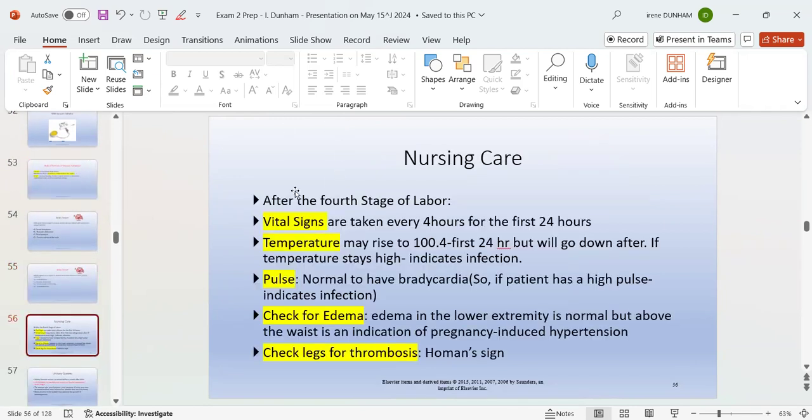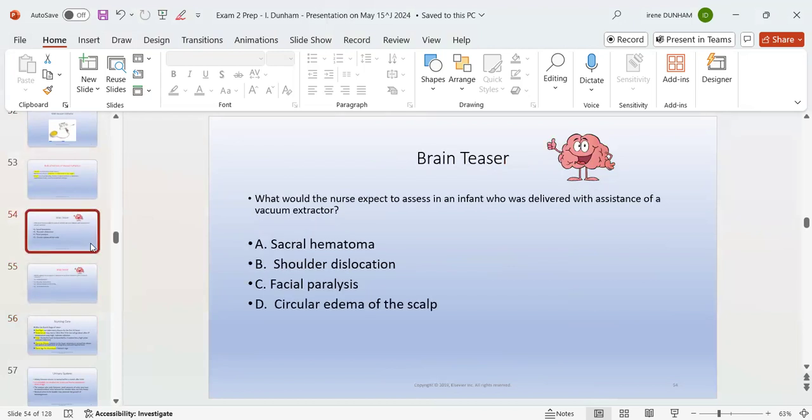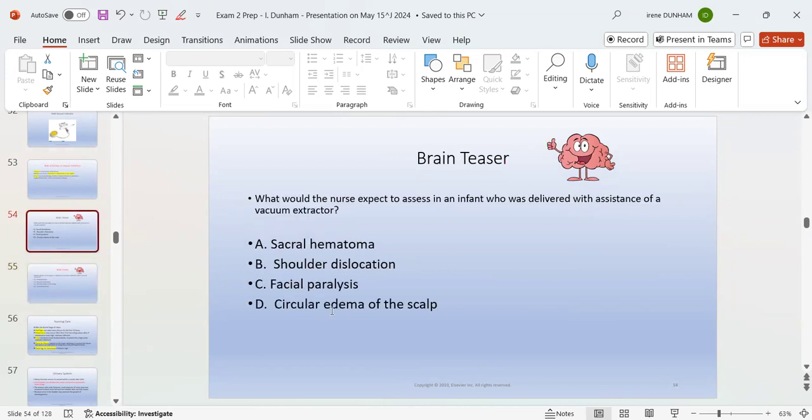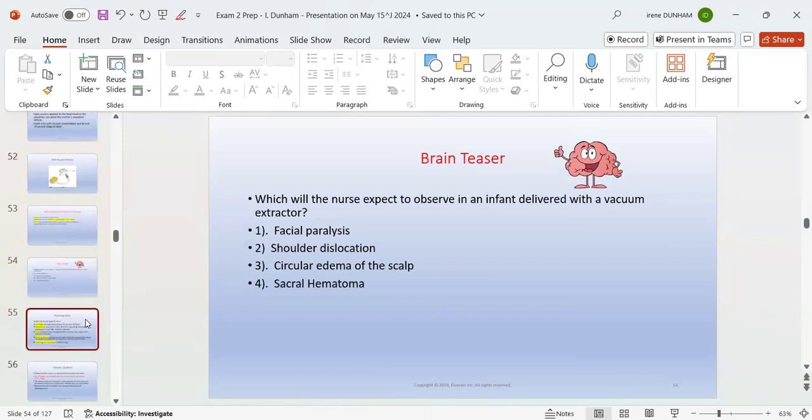Sorry, Professor. Can you go back to the brain teaser, the other one? It's similar to the second. But I thought it was facial paralysis, no? No, it would be facial paralysis if it said forceps, right? This one says vacuum, so it would be a circular edema of the scalp. It's the same question. I've got to get rid of that one. Hold on, just a minute. Okay, all right.